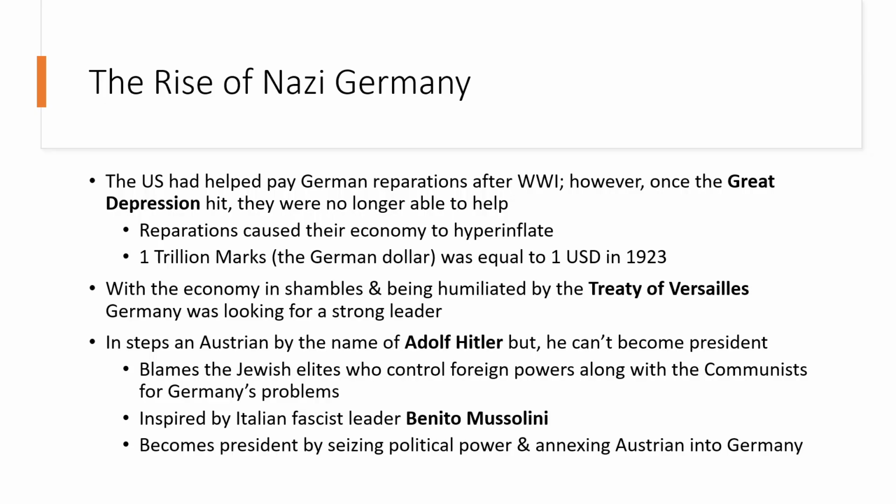He's going to be inspired by fascist leader Benito Mussolini, and ultimately, he finds a way around not being able to become president. He functionally is going to annex Austria into Germany, making it a part of Germany, and allowing him to become a president of Germany.